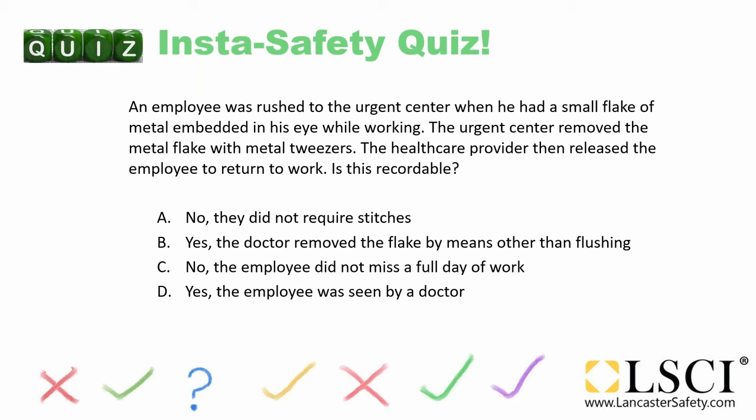All right, so another Insta safety quiz question for you here. An employee was rushed to the urgent care center when he had a small flake of metal embedded in his eye while working. The urgent care center removed the metal flake with metal tweezers. The healthcare provider then gave the employee eye drops. Would this be recordable? A, no, they did not require stitches. B, yes, the doctor removed the flake by means other than flushing. C, no, the medical professional did not prescribe any medication. Or D, yes, the doctor gave the employee eye drops.